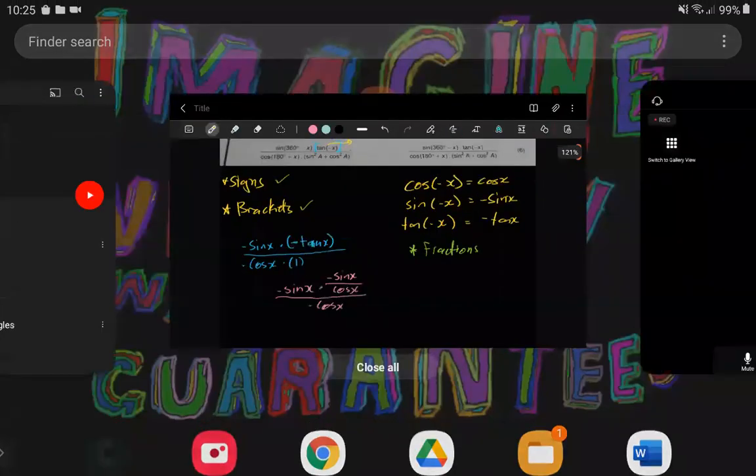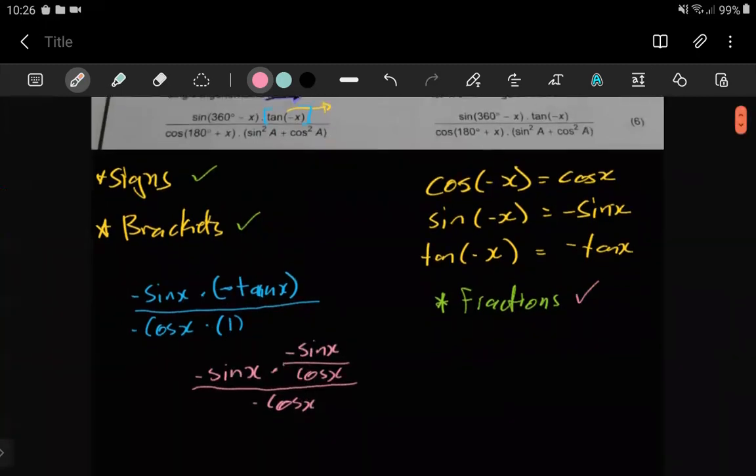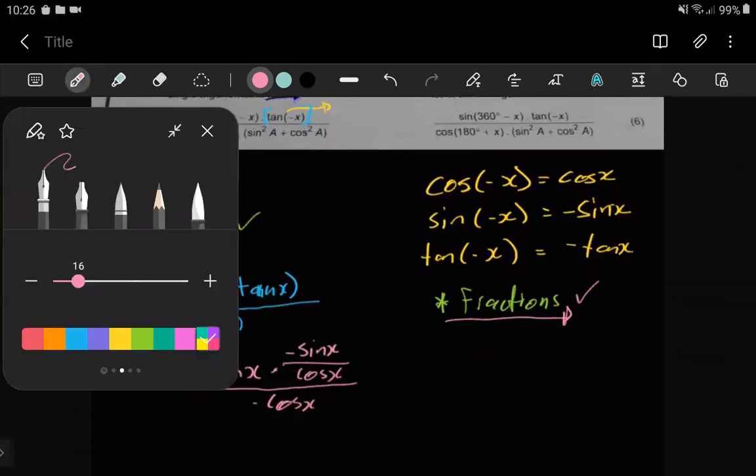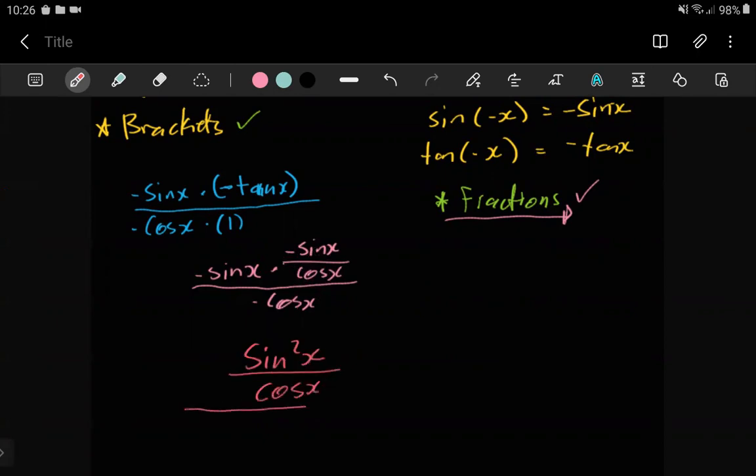So far we're saying we're looking for errors, right? We said the signs are okay so far in terms of us changing, and we said the brackets so far were there. So this is what we look at next: how to deal with fractions properly. Now, looking at what we have here, it's this multiplied by this, right? So you're going to have a positive sine squared x over cos x, the whole thing divided by negative cos x.